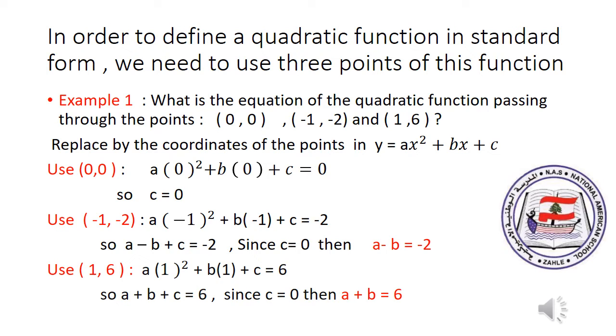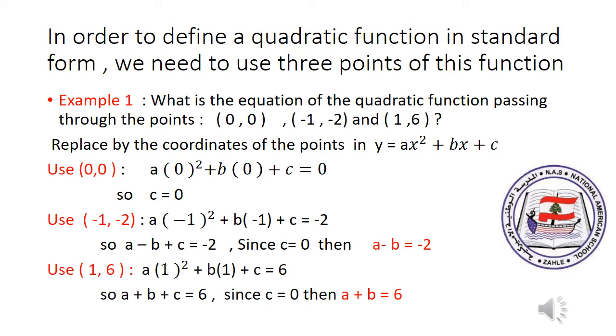Example 1. What's the equation of the quadratic function passing through the points (0, 0), (-1, -2), and (1, 6)? So to define the equation of the function y = ax² + bx + c, we need to replace x and y by the coordinates of the 3 points.